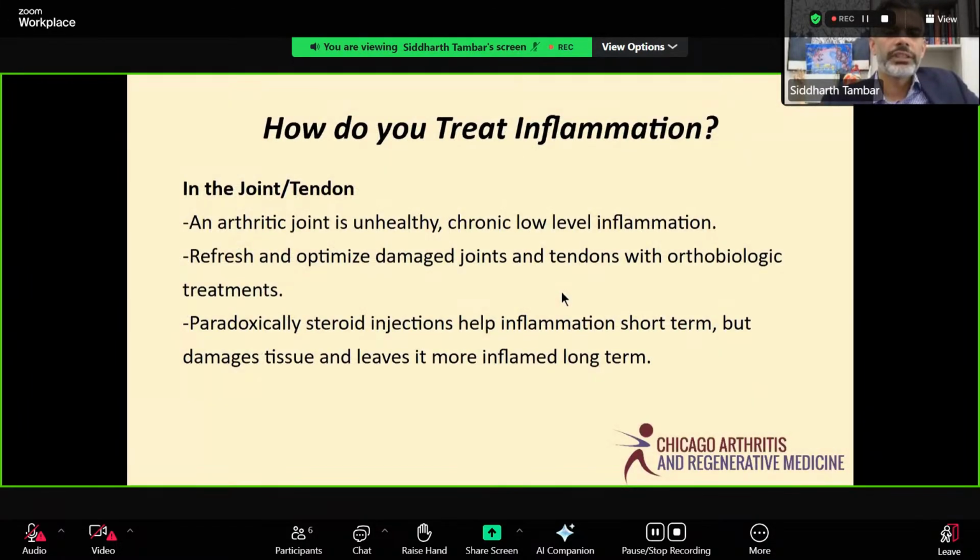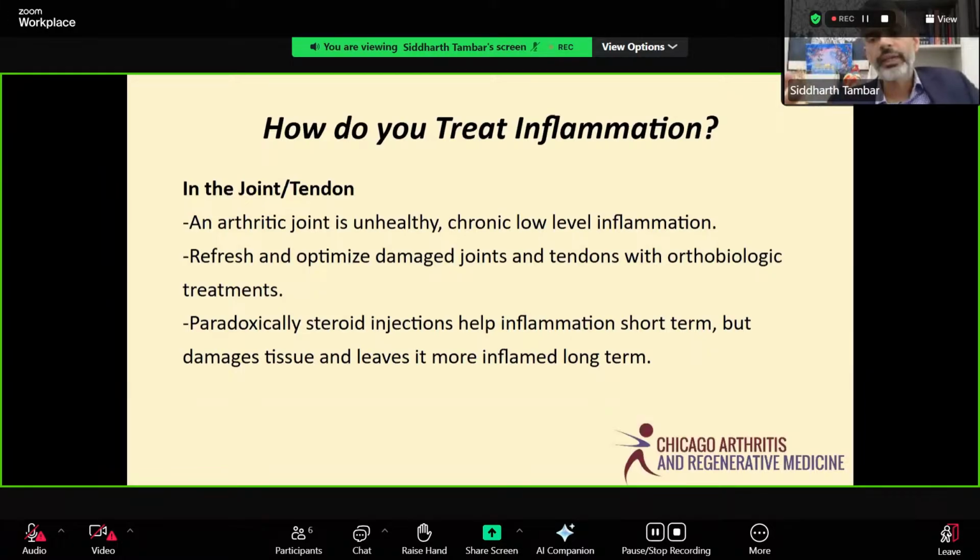Now, if you have inflammation from other types of conditions, let's say rheumatoid arthritis, psoriatic arthritis, that has to be treated appropriately. That's a little bit different, but that still needs to be treated appropriately. Now, in an arthritic joint that's chronically unhealthy, you could have some chronic low-level inflammation that causes swelling. Utilizing orthobiologics, you can optimize the cells that are in a damaged joint or tendon. That'll then reduce inflammation, improve strength, which will improve pain long-term.